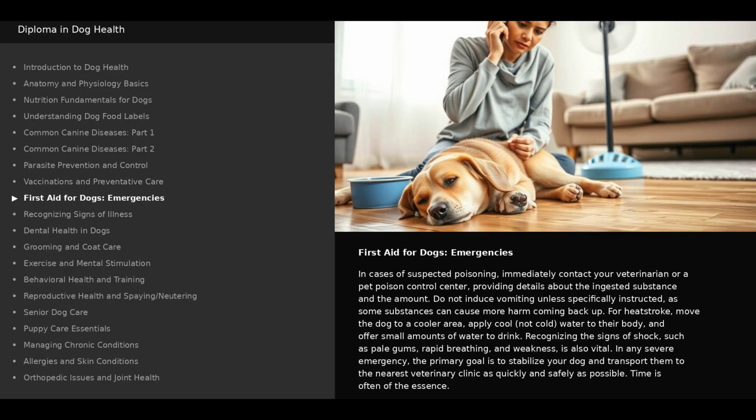Recognizing the signs of shock, such as pale gums, rapid breathing, and weakness, is also vital. In any severe emergency, the primary goal is to stabilize your dog and transport them to the nearest veterinary clinic as quickly and safely as possible. Time is often of the essence.